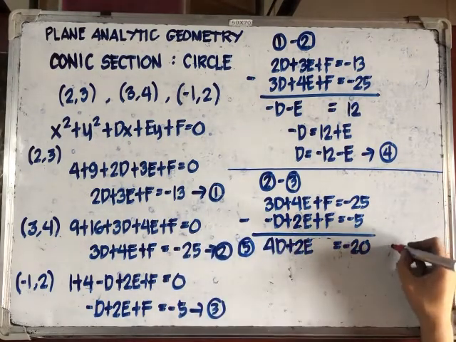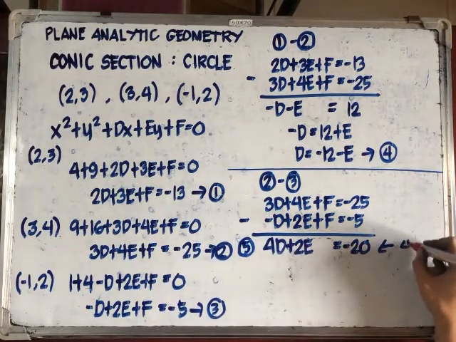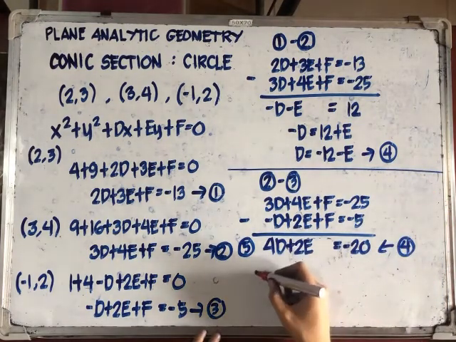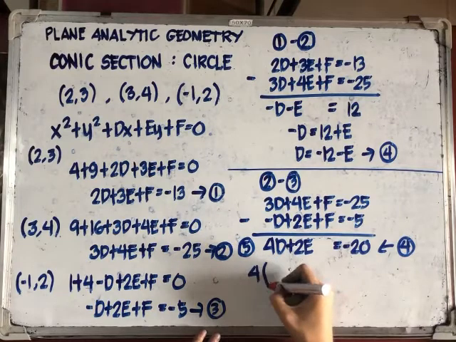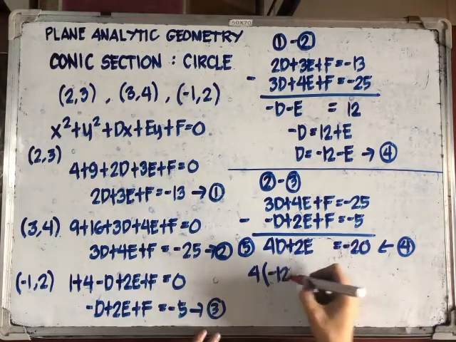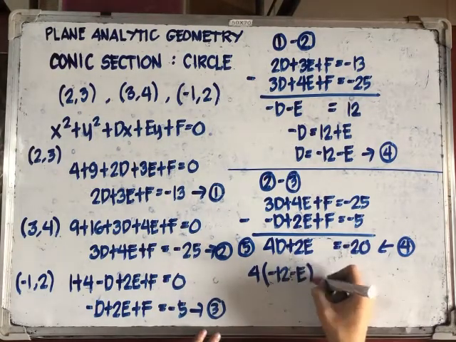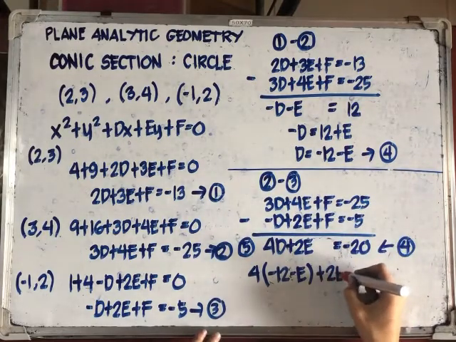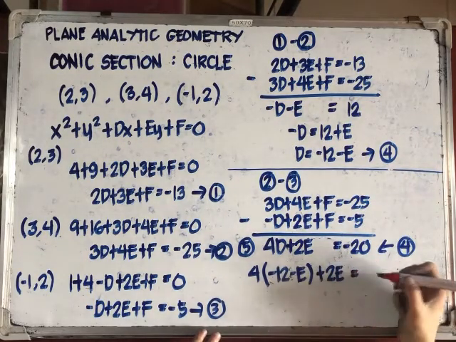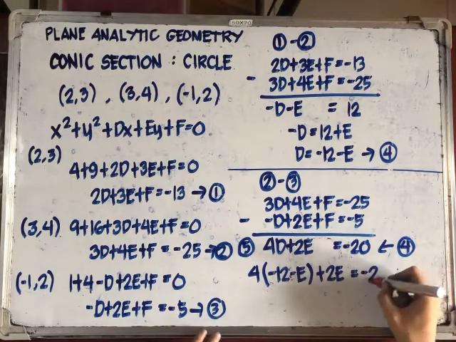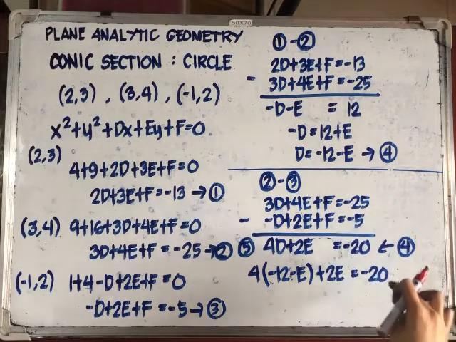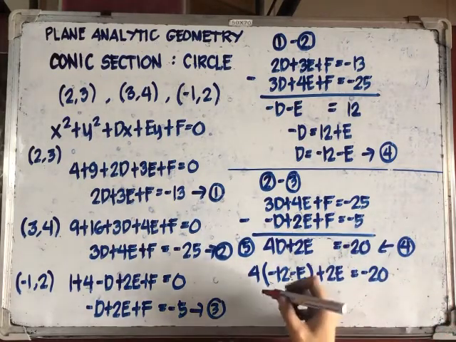So now let's substitute the 4th equation here. Our D, we will replace it now. Our D would be negative 12 minus E. That came from here. Plus 2E is equal to negative 20. So we can compute. Earlier we did elimination. This time we are substituting the value.